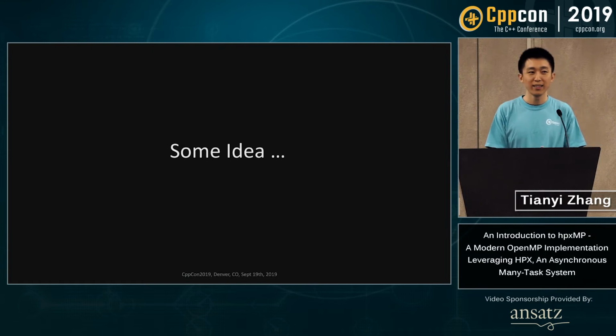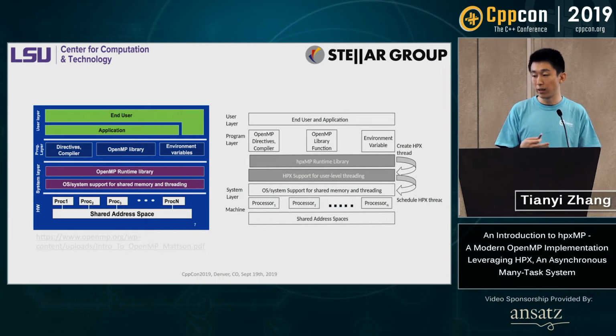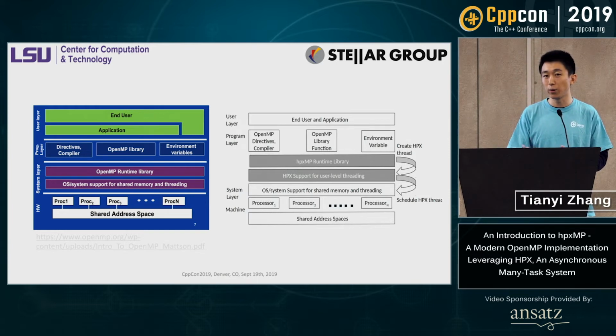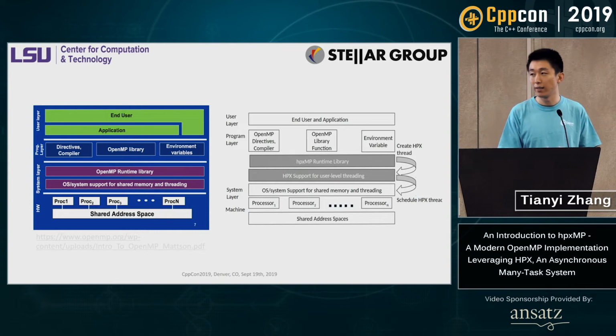So we have some ideas. Here is the structure of the OpenMP libraries, which expose the directives and some OpenMP libraries to the users. And in the system layer, the OpenMP runtime will handle the threading and other things. Using hpxMP, we simply replace the OpenMP runtime library with the hpxMP runtime library, where HPX will handle the synchronization and threading. So for users, there will be no changes.